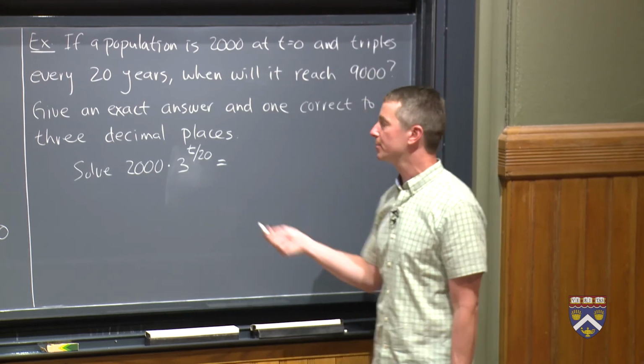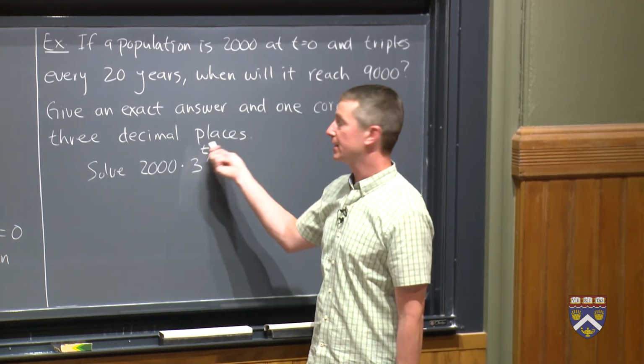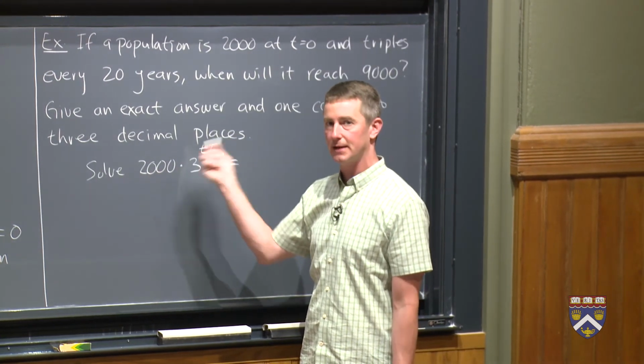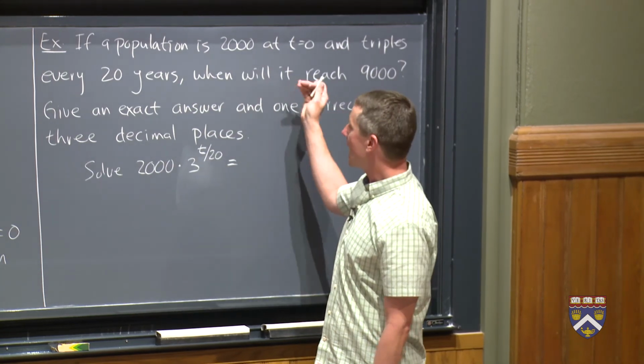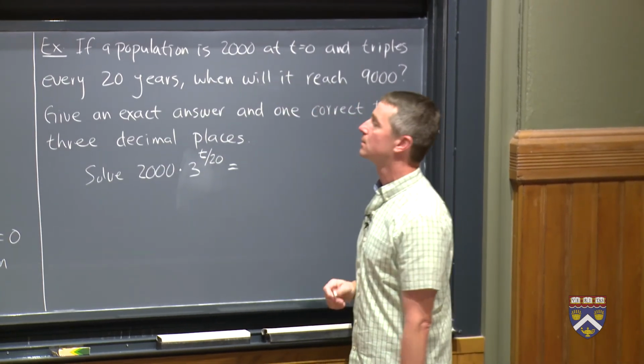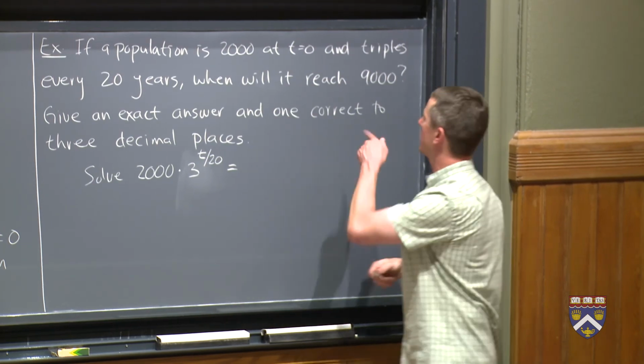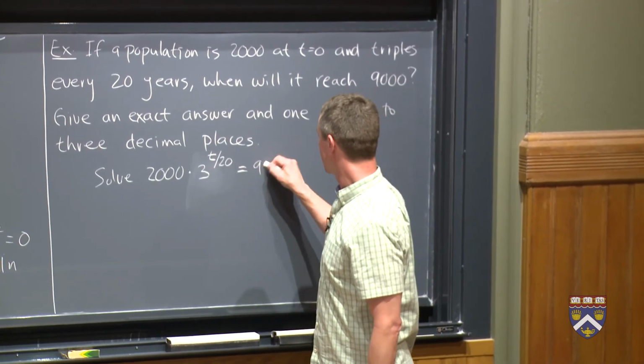And now let's check. When I plug in 20 for t, what do I get? 3 to the 1. 3 to the 1 is 3 times 2,000 is 6,000. So it has tripled in exactly 20 years. But we want to figure out when it reaches 9,000.